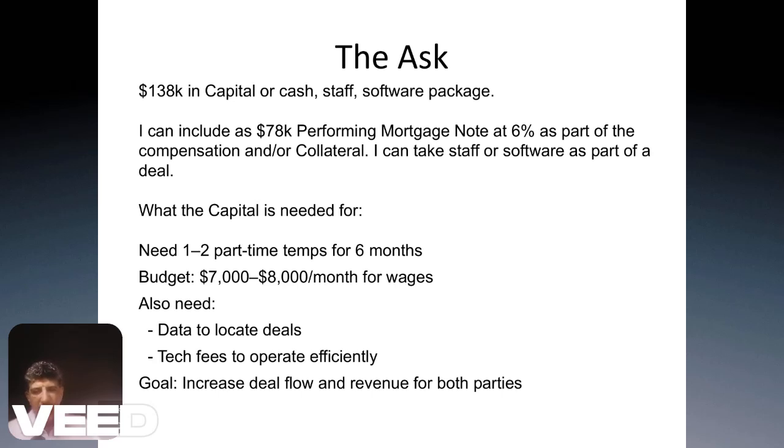So I'm looking at $138,000 combination capital, cash, and or assets that I own, not to convolute this, because I need staff, I need software packages, I need subscriptions. Now I can offer a $78,000 performing note as part of that, and do part cash. We can structure this any number of ways. I really need a couple of part-time temps. We need a little bit of an operating budget for at least 6 months, somewhere in the $50,000 to $60,000 range.